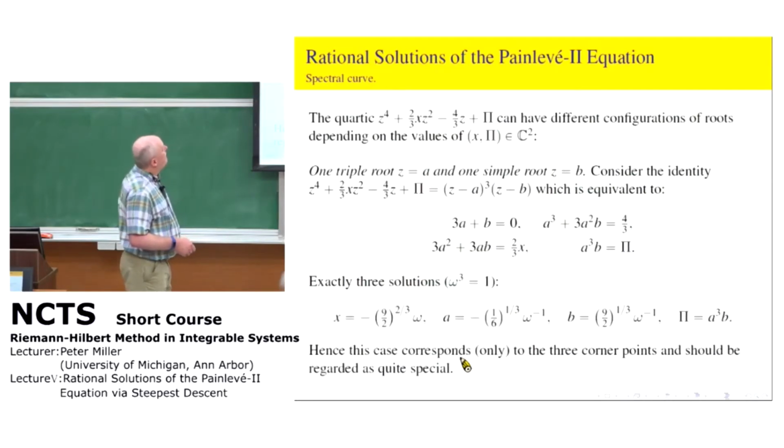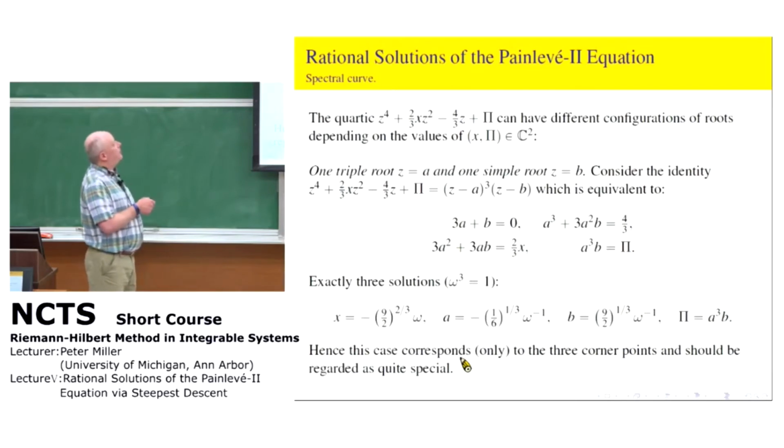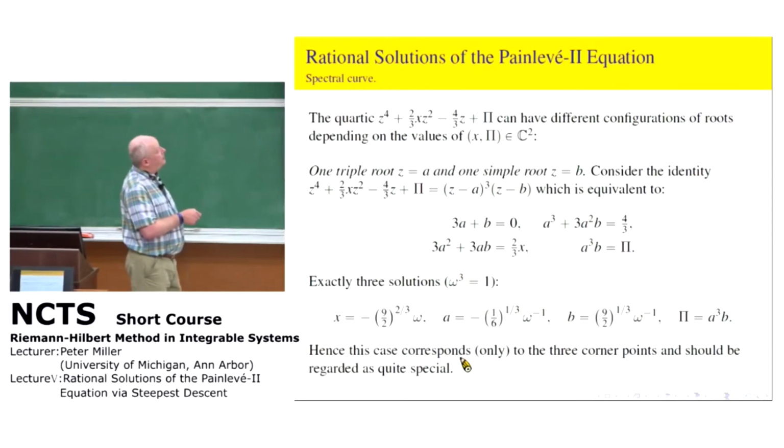Okay. Well, anyway, so what's up with this quartic? This is the quartic here. X is a complex variable in our problem. It's a parameter, and then there's this pi, which is just floating around as another integration constant. So this thing can have different configurations of roots depending on the values of x and pi in C2. So here's maybe the most degenerate case: you could have a triple root z equals a, and then a simple root z equals b for the quartic. So 3 plus 1 equals 4.